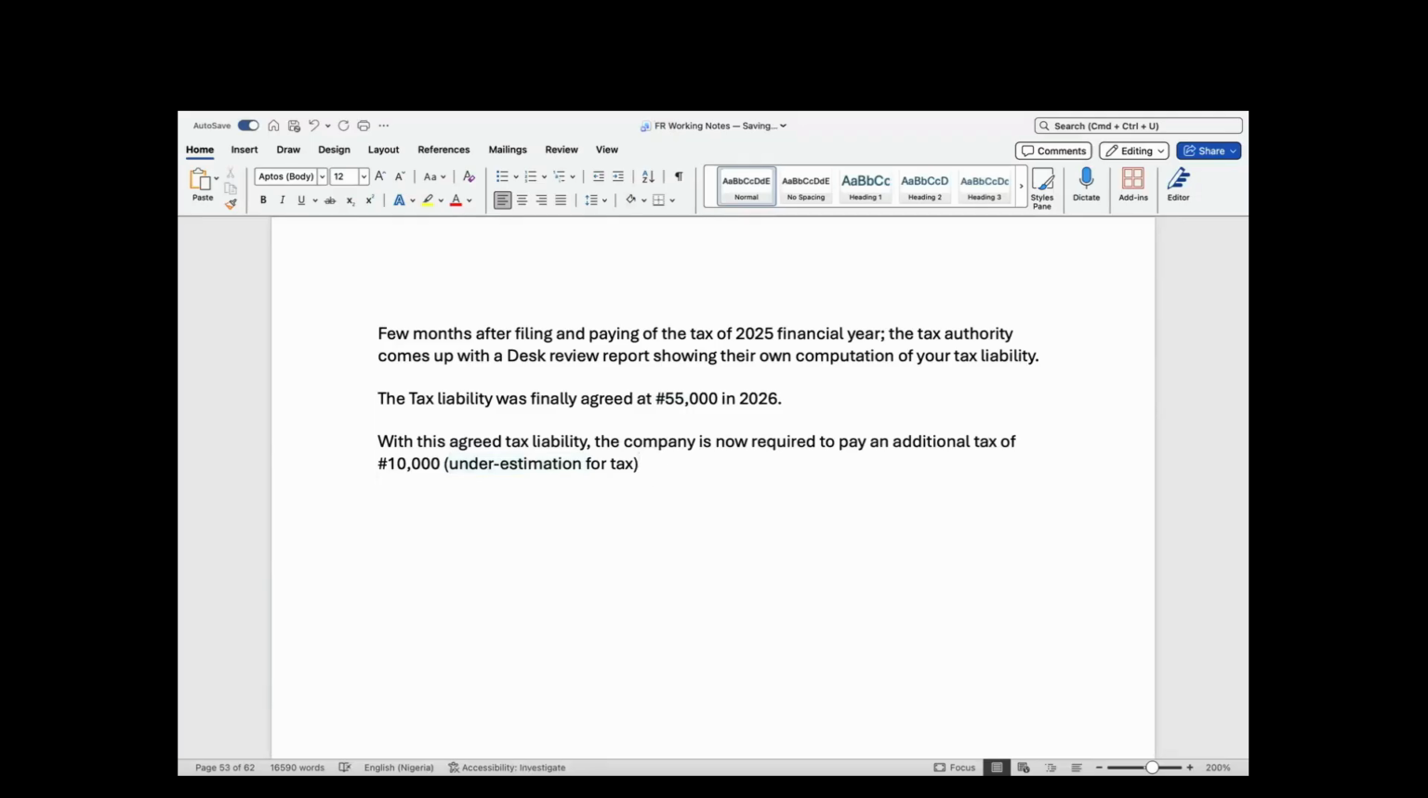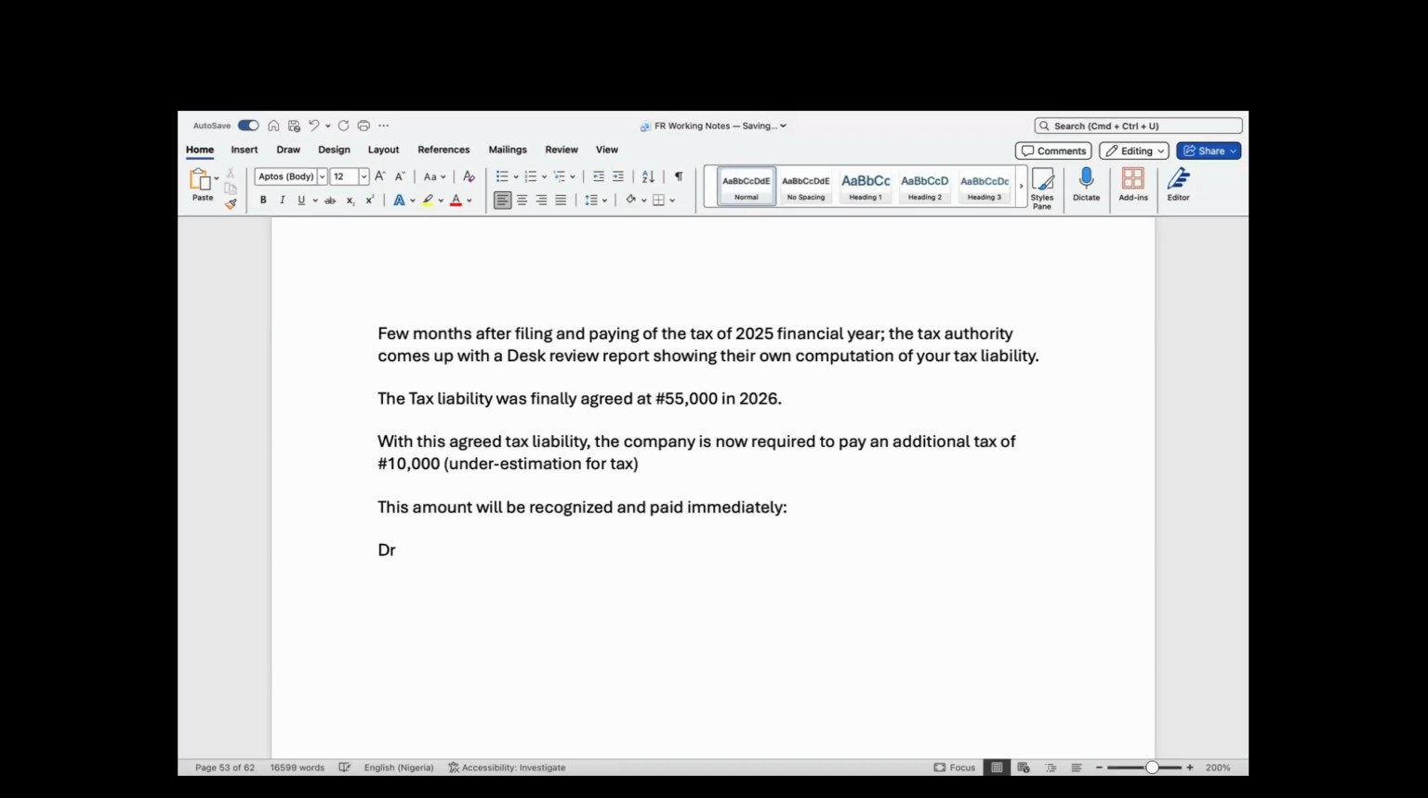Now, we need to put this in our books. How do we put this in our books? So this amount would be recognized and paid immediately. Usually this is not an amount that you would accrue for. Yeah, you can accrue for it, no problem. As soon as you get your demand notice, you can accrue for it, but it's something you pay immediately, right? So let's assume it's paid immediately.